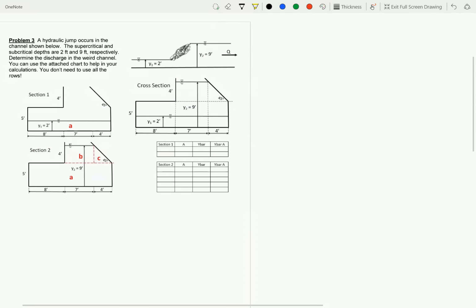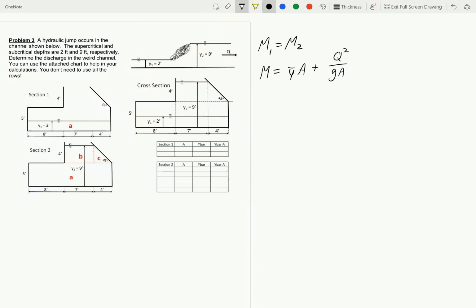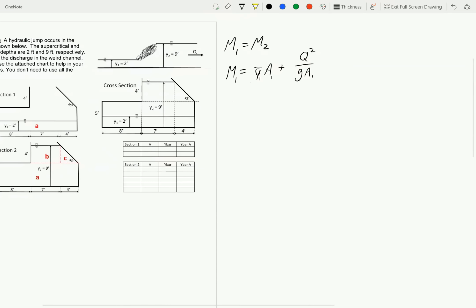So first things first, when talking about hydraulic jumps in problems, we have to remember that M1 equals M2, and if you look on your equation sheet, it is given that M is equal to y bar times A plus Q squared over G times A, and that's for any point. So if we're looking at M1, it would be y bar 1 A1, and then A1 here as well. So that means that we're going to need to find y bar and A for both points 1 and 2 in order to solve this equation for Q, or Q squared.